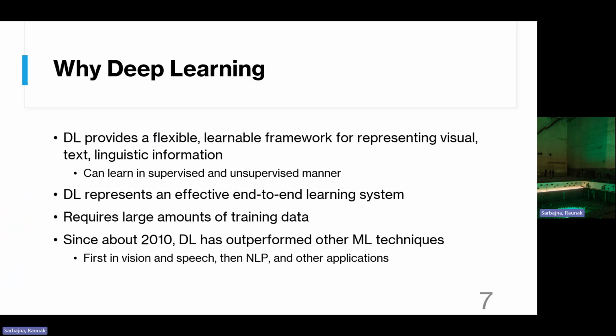Deep learning is more effective end-to-end. So what does that mean? End-to-end means that the end user, the customer, doesn't need to worry about what model you're using, what features need to be used, or what kind of hardware you need. None of that is necessary.